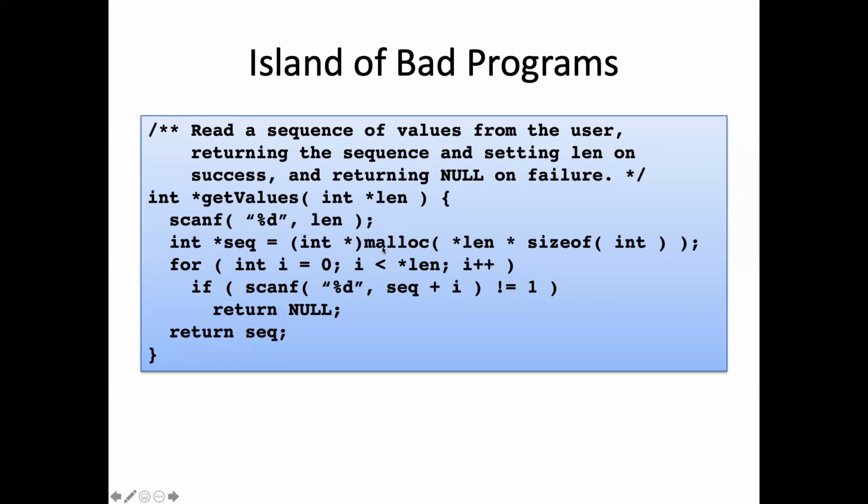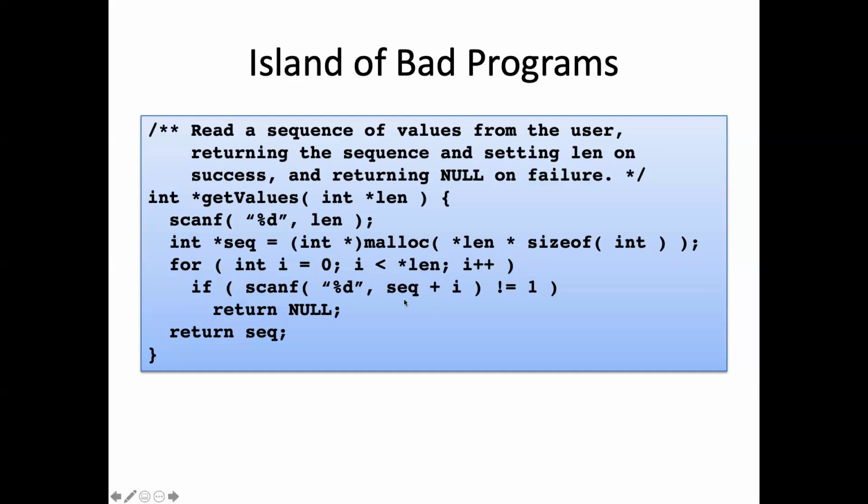On my next line, I'm mallocing space for an array to hold however many ints I'm about to read. And here, since len points to the number of integers I'm going to read, I have to dereference it just to compute how much space I need. On this next line, I'm going to loop through however many integers I'm expected to read. And same here, I have to dereference that. I have to go look at the thing len points to. So I loop over reading all these values.